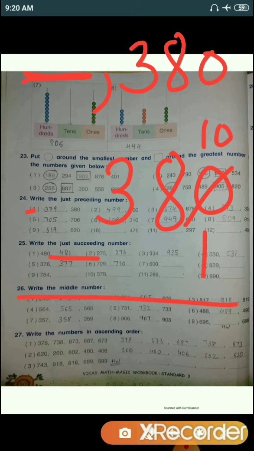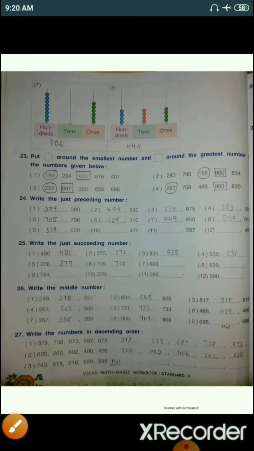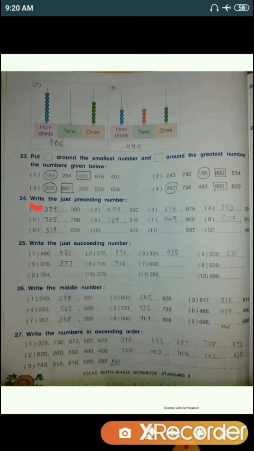Now 10 minus 1 will give you 9. Now I will cut this 8 and write here 7. And the 7 I will write as it is because no digit is represented there. And this 3 I will write as it is. So our preceding number is 379. So you can see here I have already written the answer.